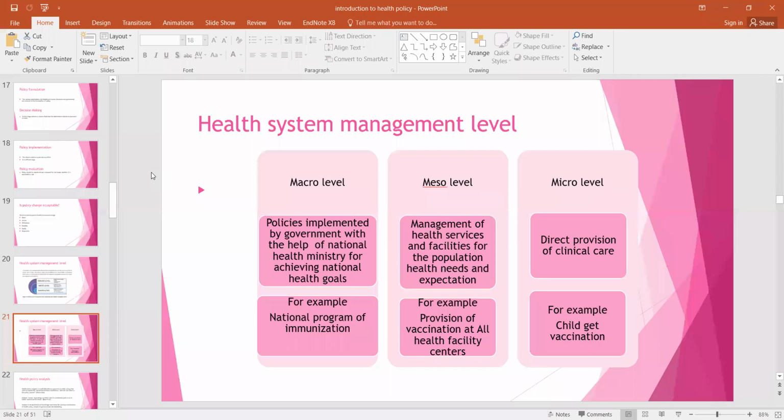Macro level: policies implemented by the government with the help of the National Health Ministry for achieving national health goals. For example, the National Program of Immunization, which is made by the government of Pakistan. Meso level: management of health services and facilities for the population's health needs and expectations. For example, provision of vaccination at all health facility centers. Micro level: direct provision of clinical care. For example, when a child gets vaccination from a vaccination center.